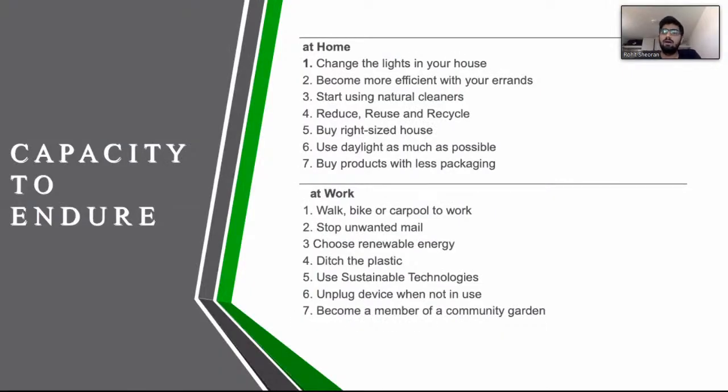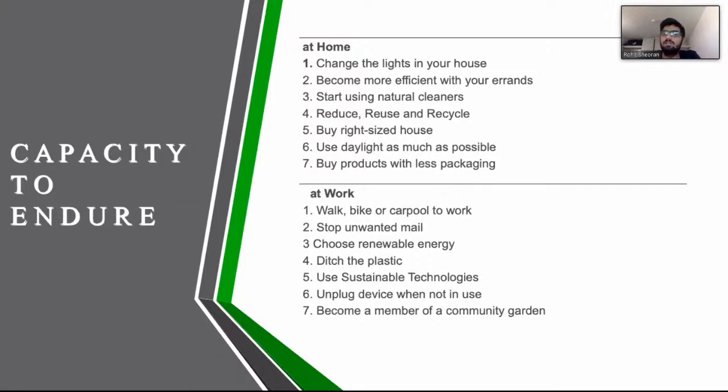Sustainable living can be done at your home or at your work. At your home, change the lights in your house. It's an example of sustainable living at home. Change the current lights to LED lights or CFL lights to improve energy efficiency. Become more efficient with your errands. Try to use less fossil fuels.